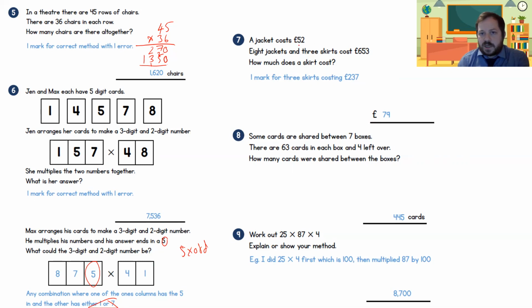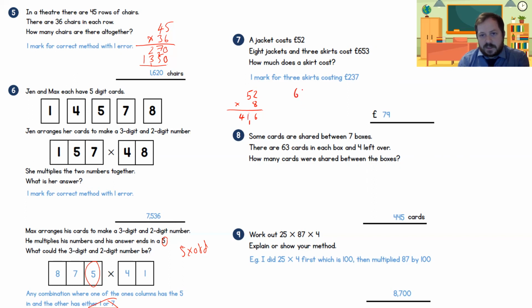Number 7, a jacket costs 52, 8 jackets and 3 shirts cost that. So how much does a skirt cost? So what we're going to do, if we've got 8 jackets, first off we have to work out what 52 times 8 is. So we can use our method to do that. We do 8 times 2 is 16, and 8 times 5 is 40, plus 1 is 41.